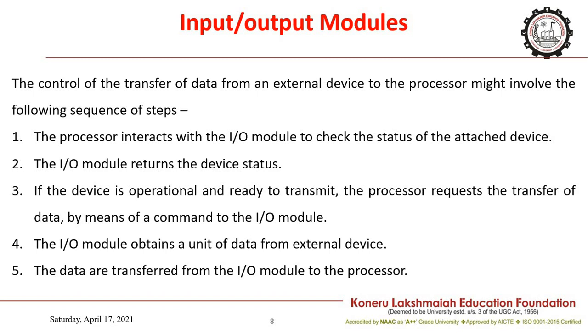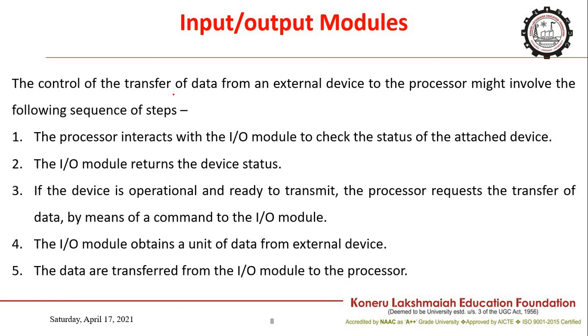The processor interacts with the IO module to check the status of the attached device. The IO module returns the device status. If the device is operational and ready to transmit, the processor requests the transfer of the data by means of a command to the IO module. The IO module obtains a unit of data from the external device. The data is then transferred from the IO module to the processor.